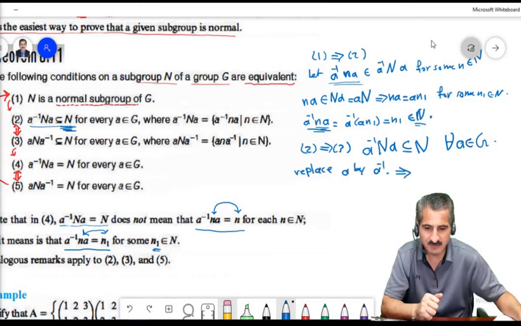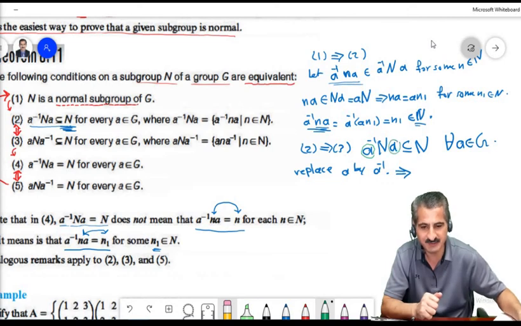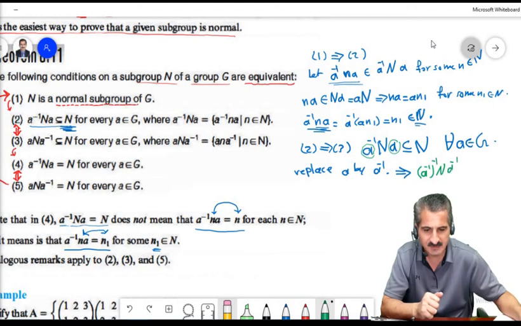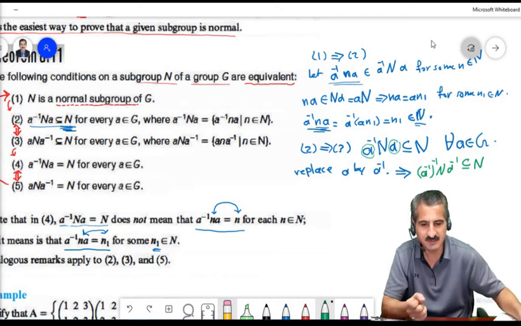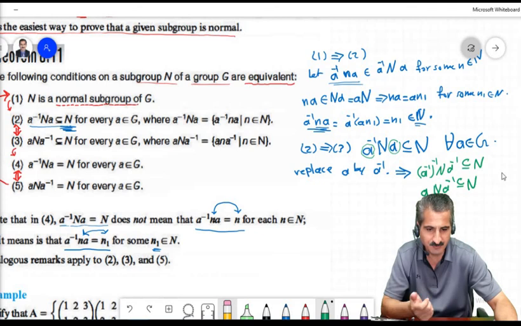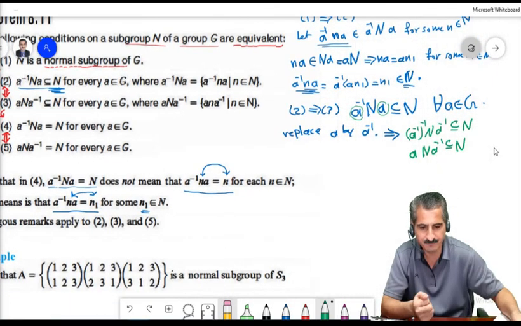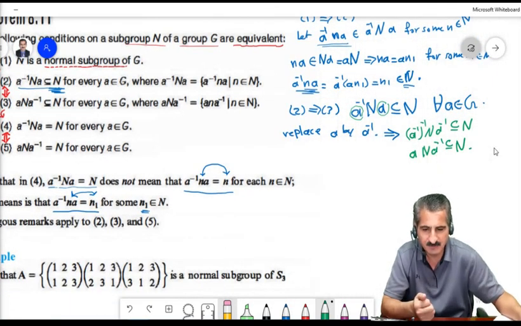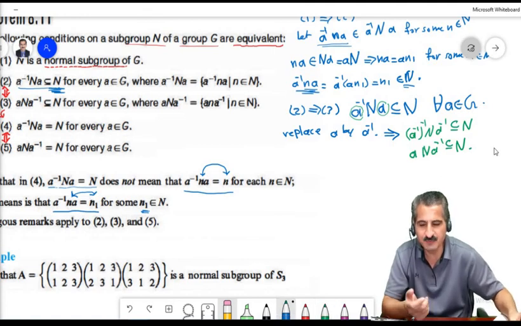So we replace this A by A inverse in here, and in here we will have A inverse inverse n. A inverse is contained in n. This is what 2 tells us, right? But this means A, this is A, and A inverse is contained in n, and this is 3. So we proved 3, and we are done.